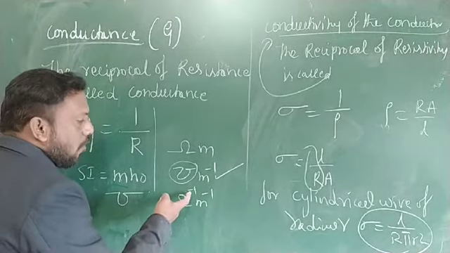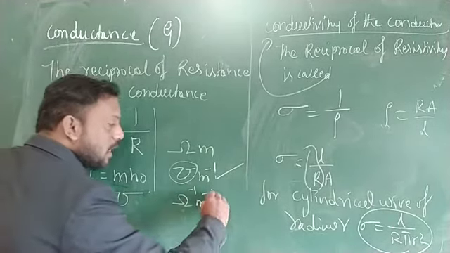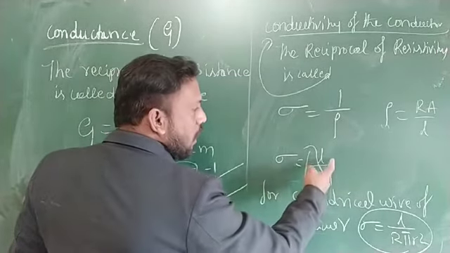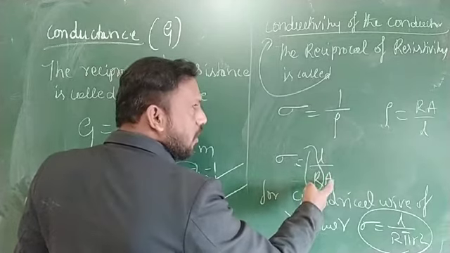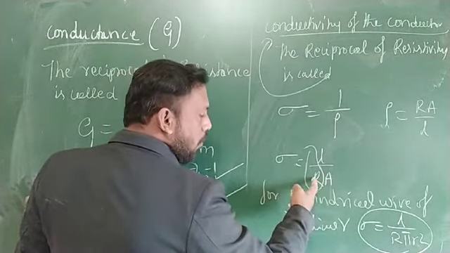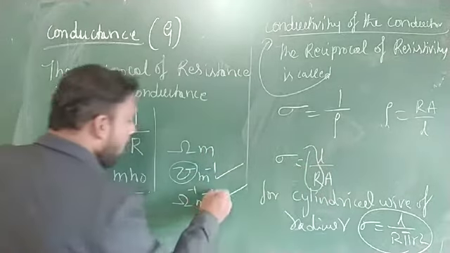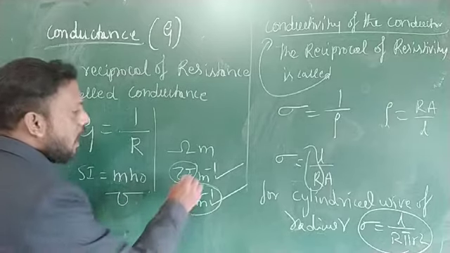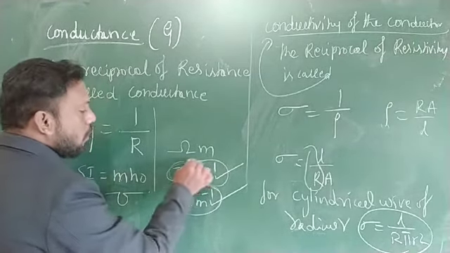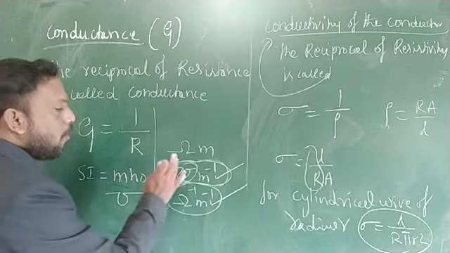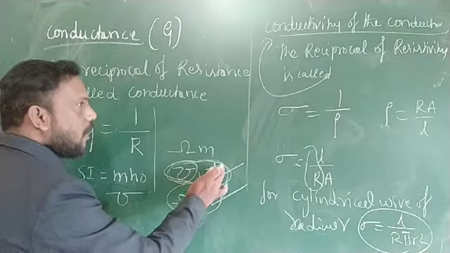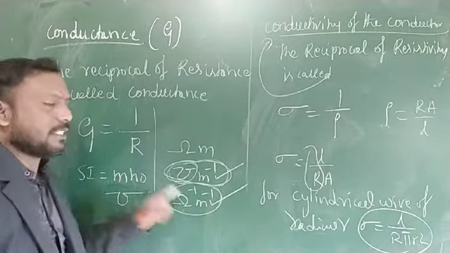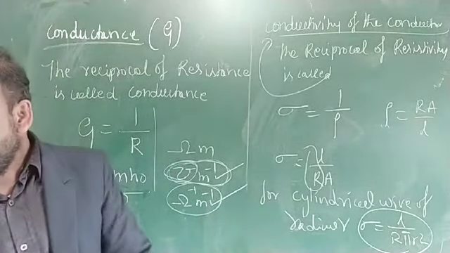Per ohm per meter is also the SI unit of conductivity. Here 1 divided by R is per ohm and 1 divided by length is per meter. So mho per meter, and also per ohm per meter, is the SI unit of conductivity. Okay.